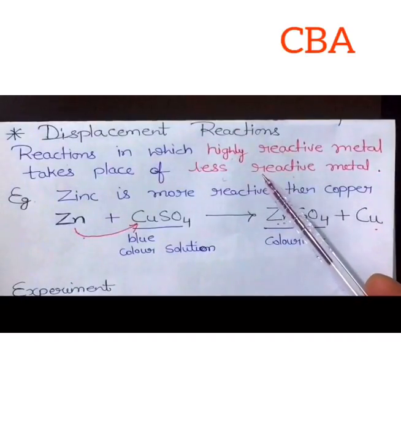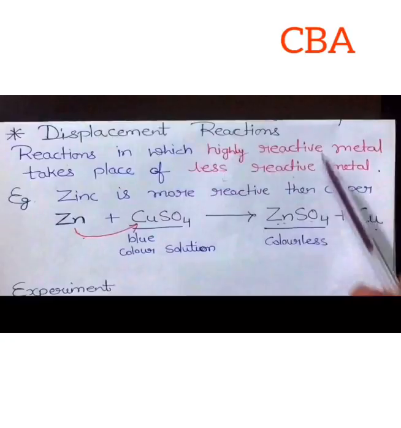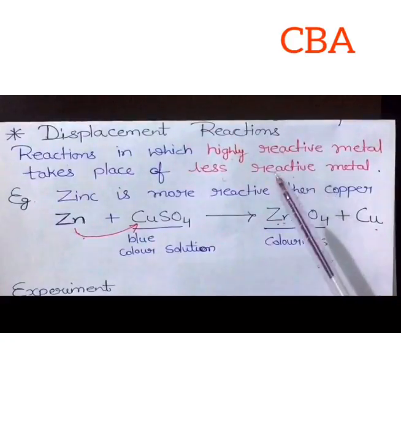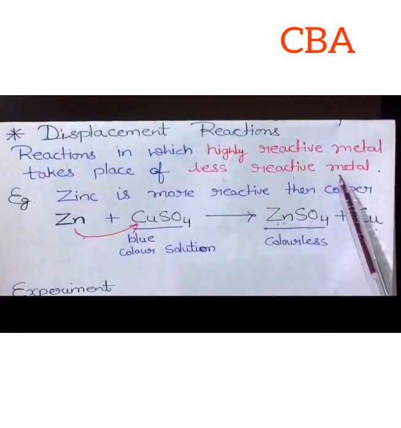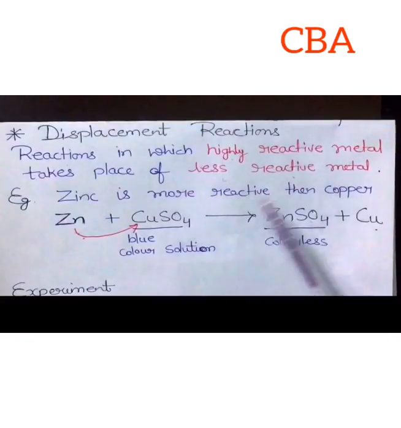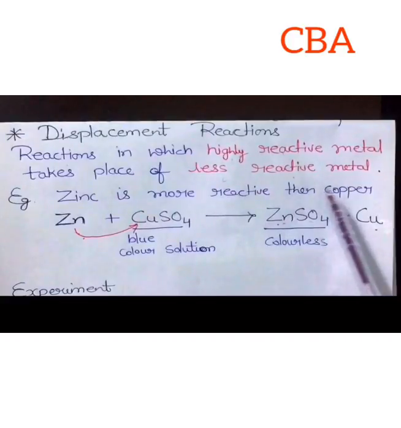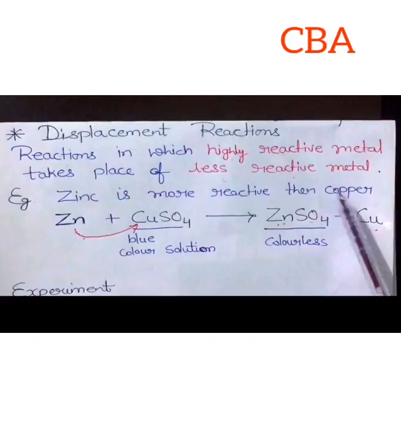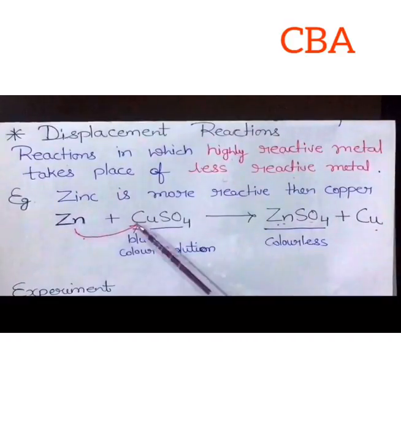So in the previous section we had already discussed the reactivity series, in which the metals coming on the top side were highly reactive metals and those at the bottom were less reactive metals. From that, we are taking one example. We know that zinc is more reactive than copper because zinc comes upside in the series as compared to copper. So we are taking zinc and reacting it with copper sulfate solution, CuSO4. SO4 stands for sulfate.